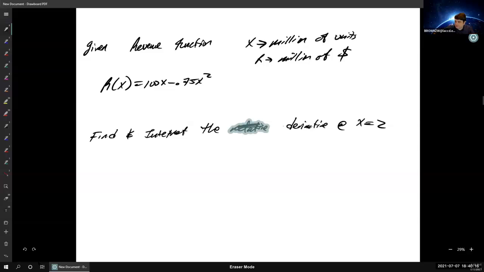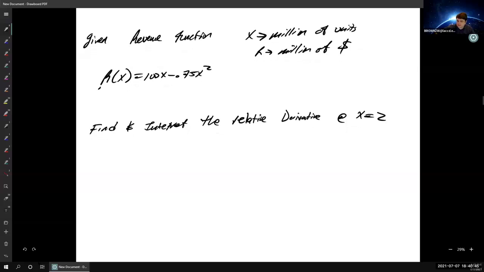We don't actually have notation for a relative derivative. There's not a hard notation for the relative derivative, so usually we'll just say it outright, the relative derivative. So in general, since we're talking about a revenue function, it's going to be R prime at 2 divided by R of 2.